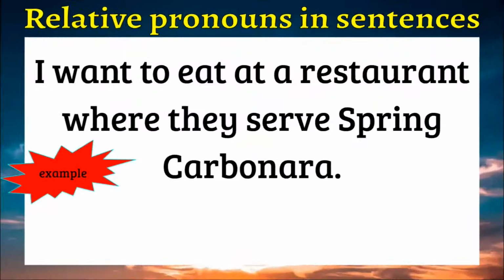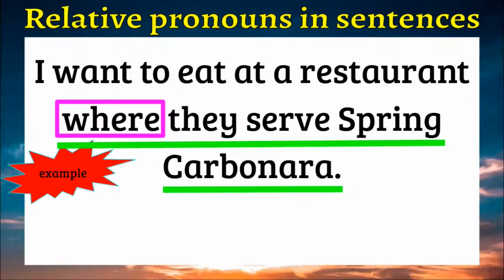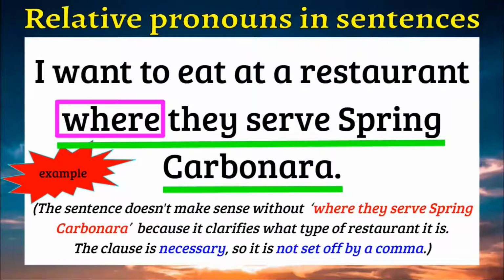For example, I want to eat at a restaurant where they serve spring carbonara. The relative pronoun is where. The relative clause is where they serve spring carbonara. The sentence doesn't make sense without where they serve spring carbonara because it clarifies what type of restaurant it is. The clause is necessary, so it is not set off by a comma.